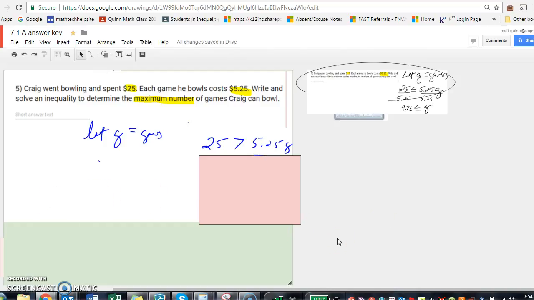All right, so I have 25 is greater than 5.25 times g. I wrote this in order on purpose, because these are the way the numbers show up in the word problem. You could easily flip this around, you would just have to change the sign to reflect the same thing. We can talk about that more in class, but let's go ahead and get through this.